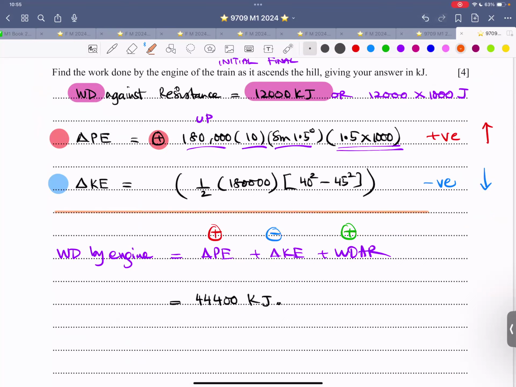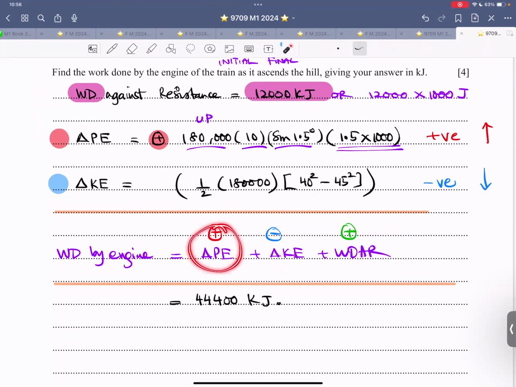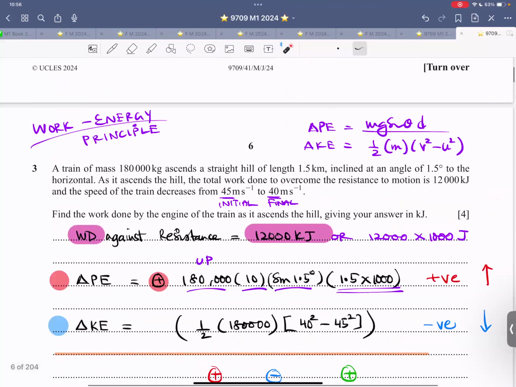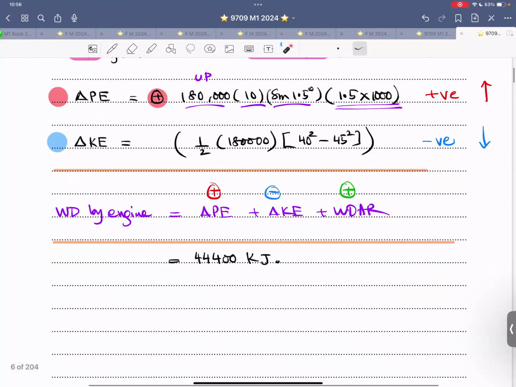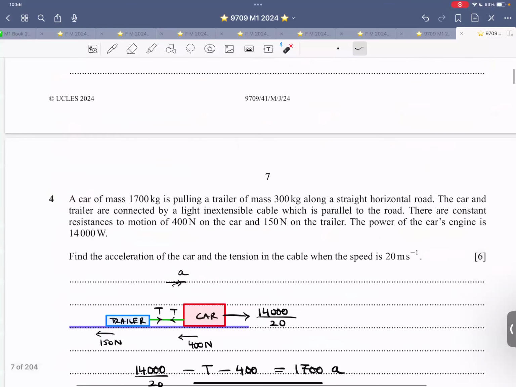The work done by engine is equal to change in potential plus change in kinetic plus work done against resistance. Change in potential is positive. Change in kinetic is negative. Work done against resistance is always taken as positive. That is the placement of all the terms in this equation. Place things where they belong, and then you get this answer, 44,400 kilojoules. This is the rounded off value. So that's how this question is done.